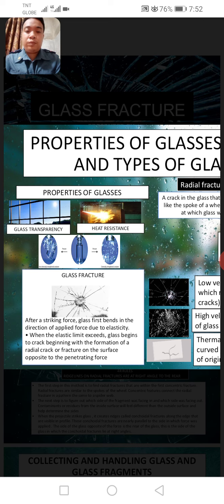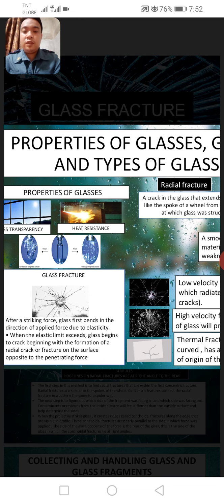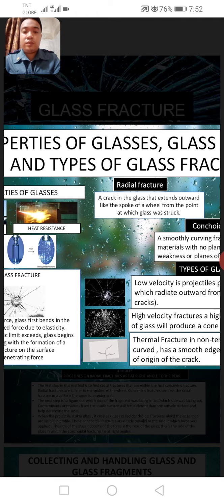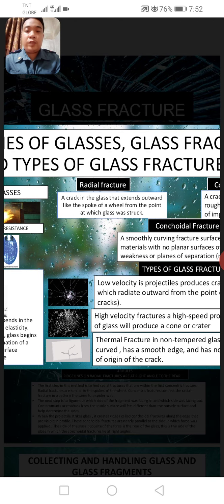After a striking force, glass first bends in the direction of the applied force due to elasticity. When the elastic limit is exceeded, glass begins to crack, beginning with the formation of a radial crack or fracture on the surface opposite to the penetrating force. Radial fracture: a crack in the glass that extends outward like the spokes of a wheel from the point at which the glass was struck.